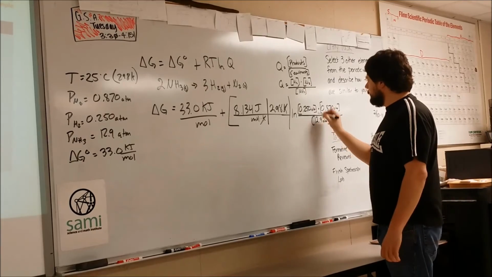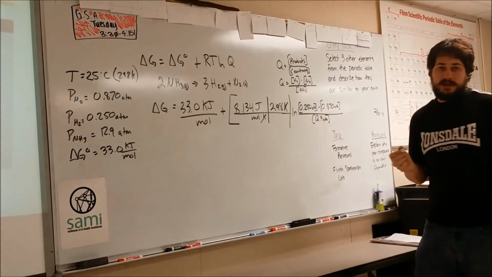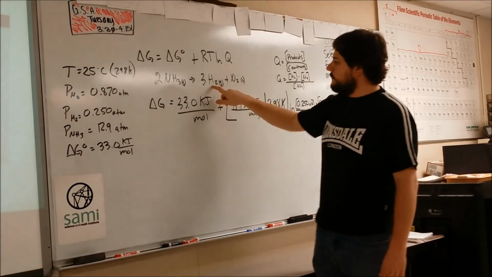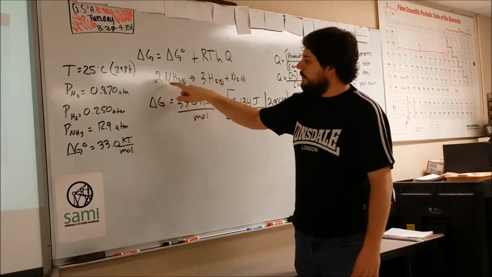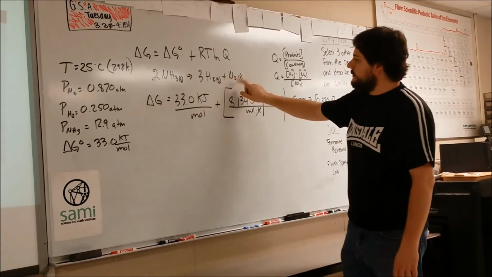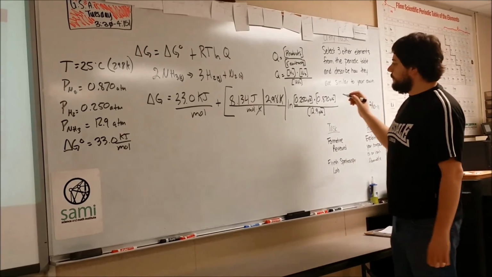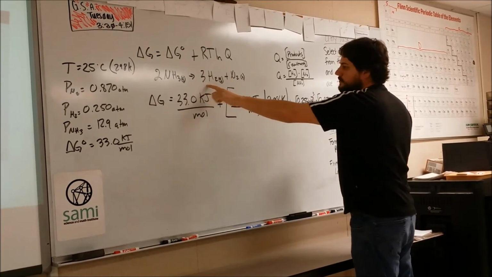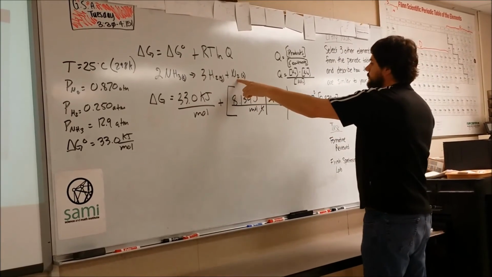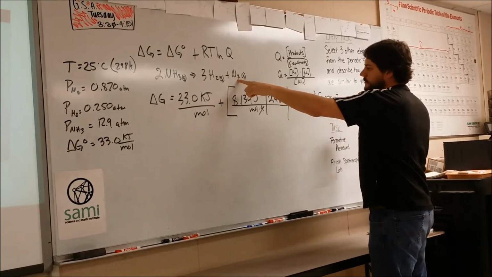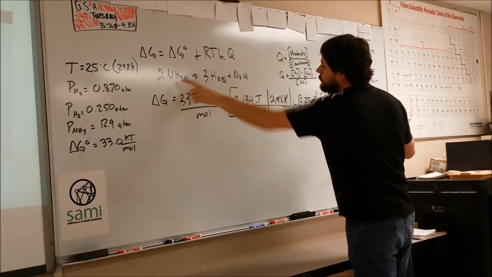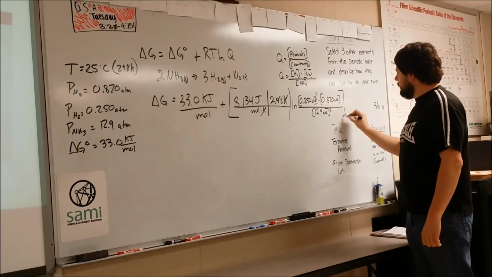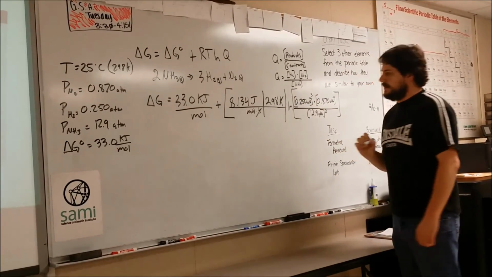When we do this, the atmospheres are going to cancel, which is great. But we still have to take into account that we made 3 moles of the H2, and we had 2 moles of the NH3 to begin with, and only 1 mole of the N2 gas. Hydrogen has 3 moles, so it's cubed. Nitrogen had 1 mole, so there's no exponent here. And for NH3, it's 2 moles, so you square it. You're going to take the ln of that entire thing.